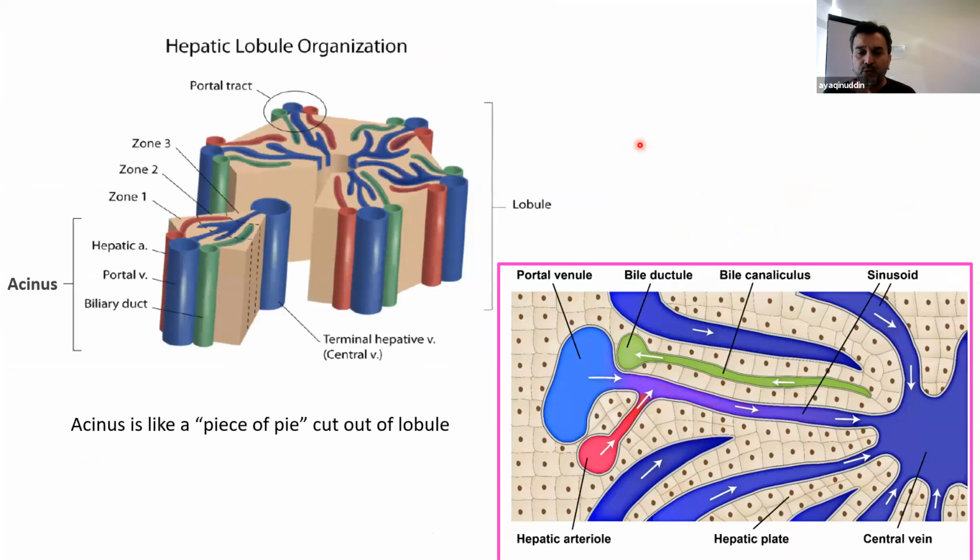Now there are three zones of the liver. If you look at the hepatic lobule, there's a portal triad. Then you have the hepatocytes in the middle where the sinusoids are. And then in the center, you have the central vein, which is going to open into hepatic veins and the inferior vena cava. So the zone which is near the portal triad is zone 1. Then you have zone 2, which is the middle piece. And zone 3 is the one which is near the central vein of the hepatic lobule.